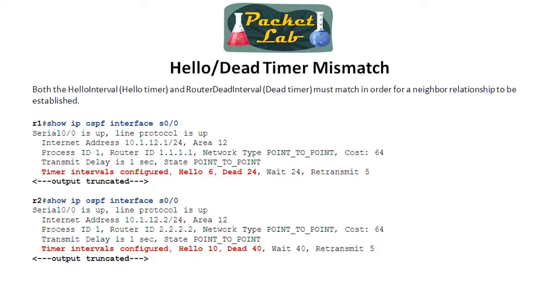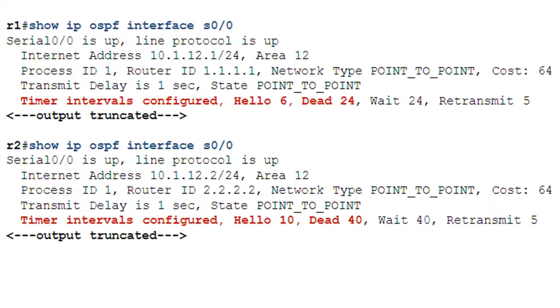So both the hello interval, which is sometimes referred to as a hello timer, and the router dead interval, which is sometimes referred to as a dead timer, must match in order for a neighbor relationship to be established in OSPF. The keyword there is both. So if you have the hello intervals matching but not the router dead intervals, it's not going to form a neighbor relationship. So here we can see on R1 and R2, the way to take a look at the hello and dead timers is to issue the show IP OSPF interface.